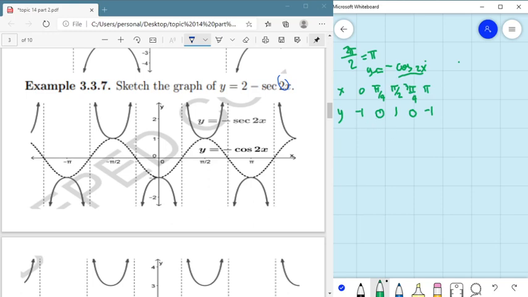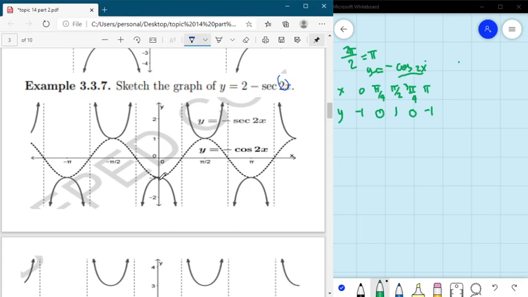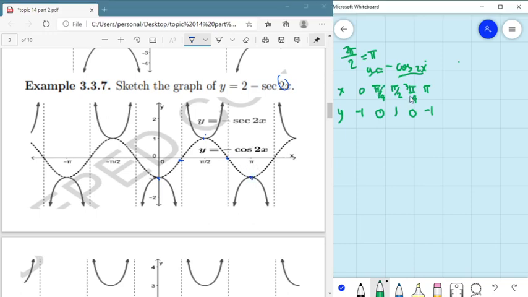So, you graph it. At 0, negative 1 here. Next is pi over 4 is 0. Then pi over 2 is 1. This is 3 pi over 4, and this is negative 1. And since the zeros are the asymptote parts, we put a broken line.